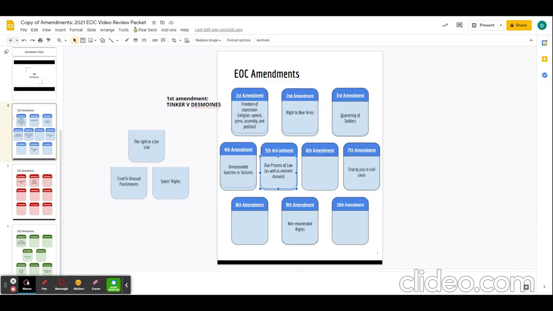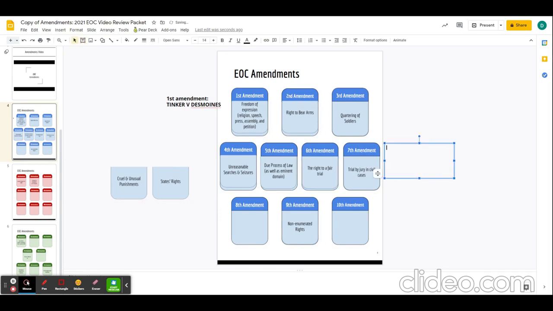Our Sixth Amendment is the right to a fair trial by a jury of your peers. And so we do have a court case that we studied this year that involves the Sixth Amendment. So let's add a text box for that. The Sixth Amendment. And the court case you need to know is Hernandez versus Texas.